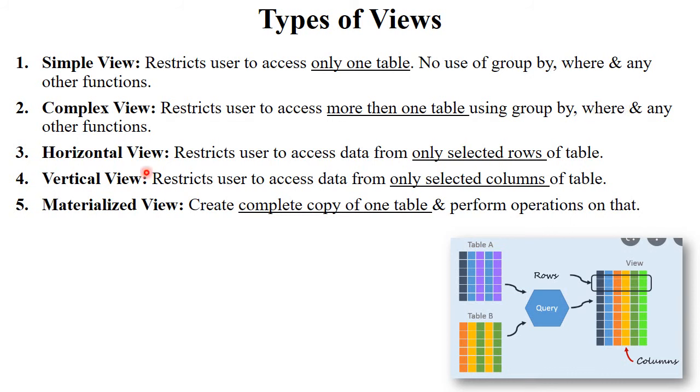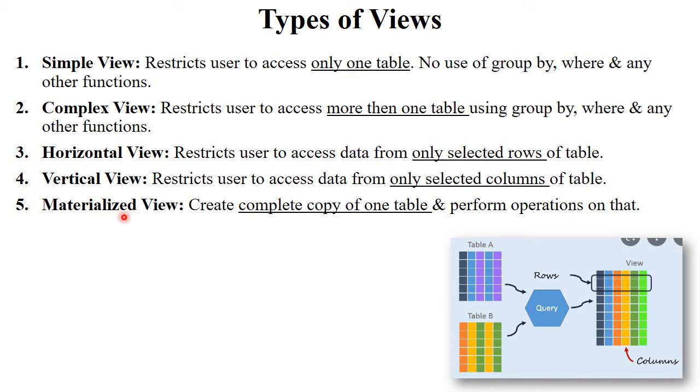Means the particular user access more than one table by using group by, where or any other function. The next one is horizontal view. So when you perform horizontal view, at that time user can access only selected row of the table. Means some rows have hidden from the user, only selected rows it can be displayed. Vertical view means only selected column will be displayed to the particular user, remaining columns have hide.